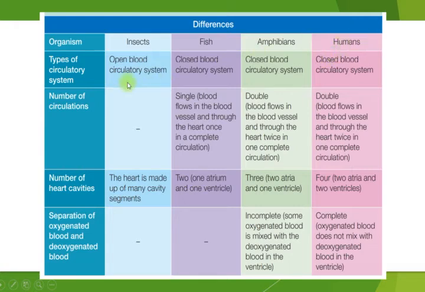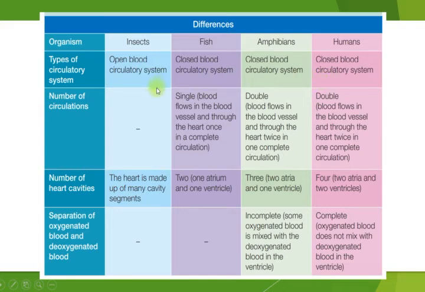First characteristic, the types of the circulatory system. The type of circulatory system of the insect is open. For the fish, closed circulatory system. For the amphibians, closed circulatory system. For the humans, closed circulatory system.